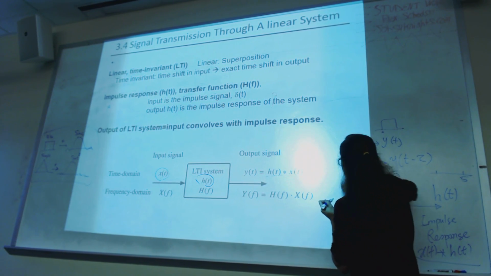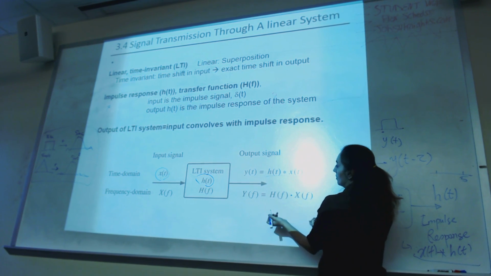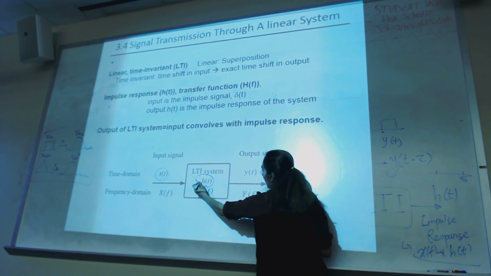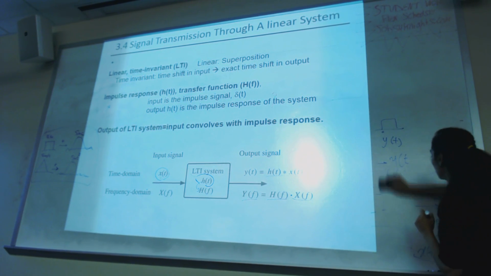Based on the Fourier transform property we just learned, convolution in time is multiplication in frequency. So basically Y of f is nothing but H of f, the Fourier transform of h of t, times X of f.